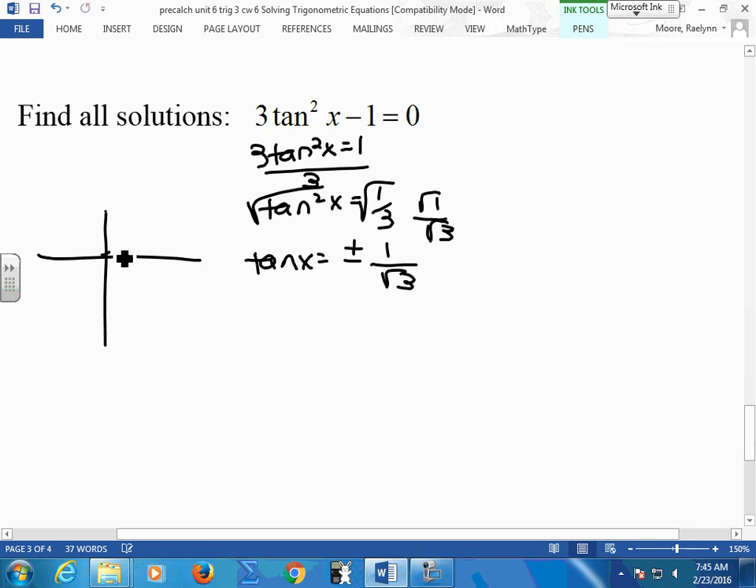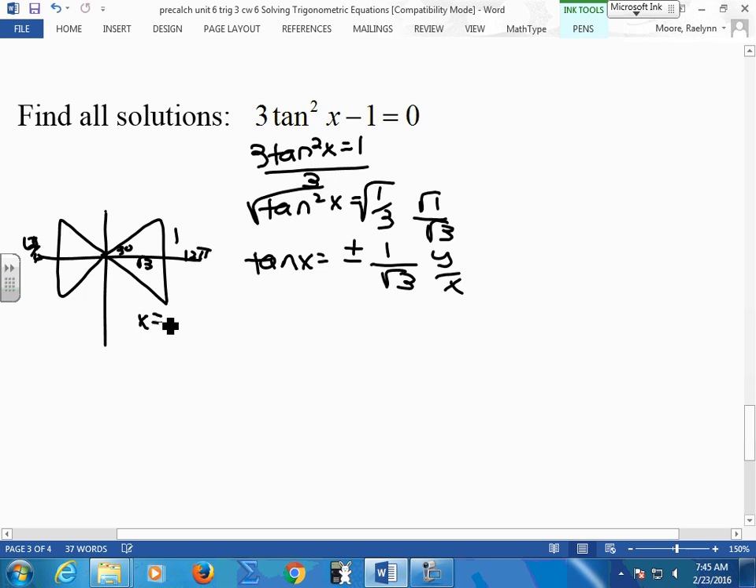So I know I'm using all 4 quadrants. So let's just label the first one, y over x. What's my reference angle? 30. So if this is 30, this is 6 pi over 6, this is 12 pi over 6.